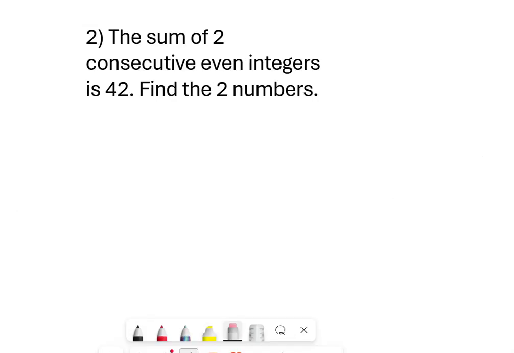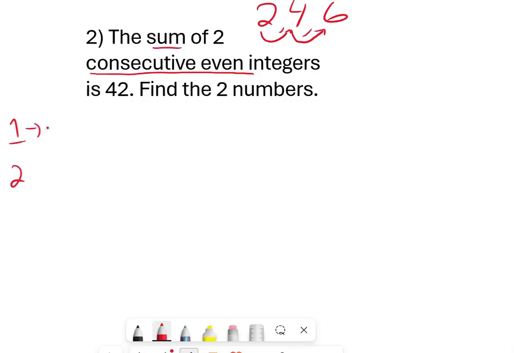Now let's try a problem involving consecutive even integers. Consecutive even integers would be numbers like 2, 4, 6. Consecutive even integers have a difference of 2 every time. And we're looking for 2 numbers that have a sum of 42. So first, let's identify our numbers. If the first number, which is unknown, we call n, the second number, because it's going to be a consecutive even, would have to be 2 more than the first number. And we have the sum of those 2 numbers is 42.